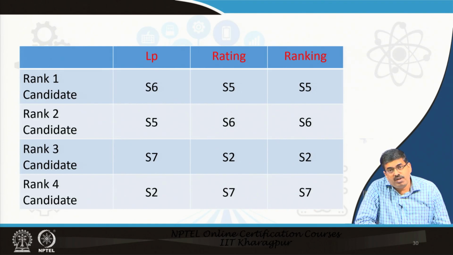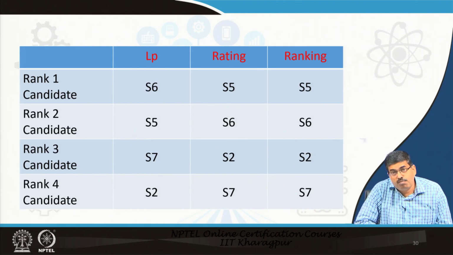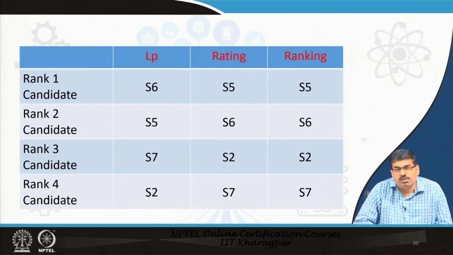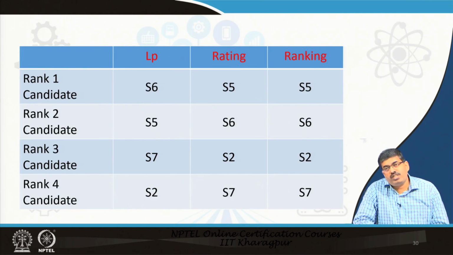So, if only one person is going abroad, this third point that we are saying, employee deployment: if one person is selected for going abroad, if we are following the LP method, it is 6. If we are following the rating and ranking method, it is employee 5. So, that creates a problem. So, the question is, which method is appropriate, which method is not?